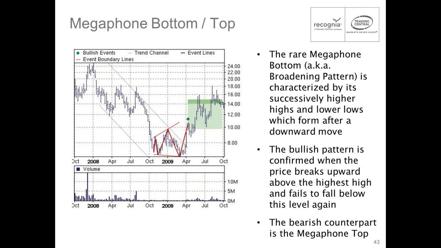Megaphones are very rare events. They don't happen very often, but they're kind of interesting because of what they suggest about the market. So you can see that the megaphone is similar to the triangle, except that those support and resistance lines, instead of converging, are actually diverging. So the megaphone basically tells us that the attitudes of buyers and sellers are getting further and further apart. There's greater and greater divergence in the market in terms of the attitudes of buyers and sellers.